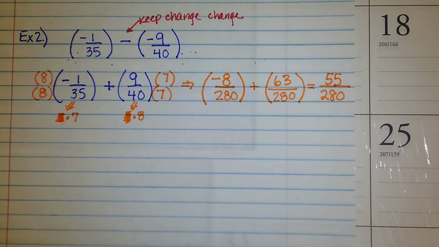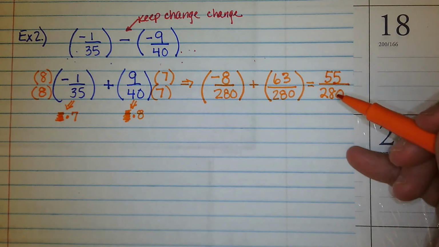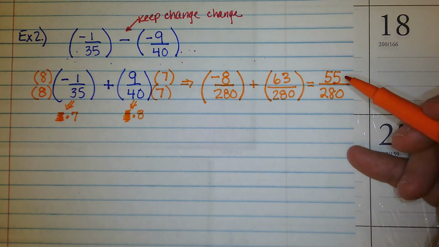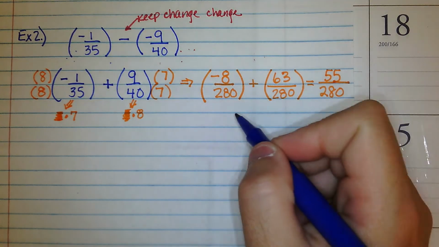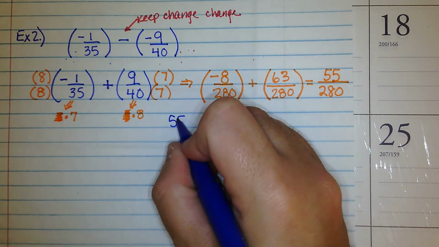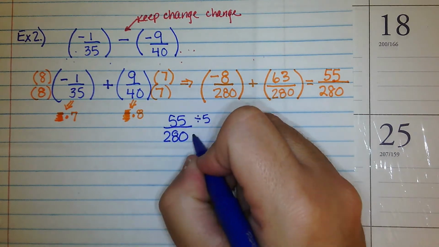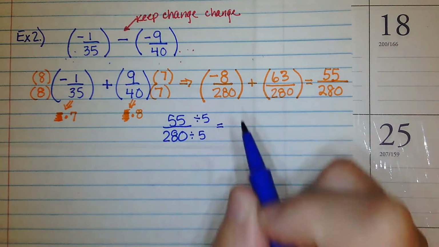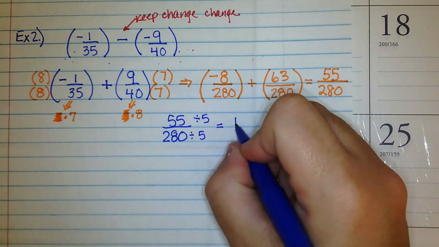And here's what I see. I see that these 2 numbers here, one ends in a 5 and one ends in a 0. That means that they can be reduced by 5. So I'm going to take my answer and rewrite it here. And I'm going to divide the top by 5 and the bottom by 5. And again, you know it's divisible by 5 because 5 goes into anything that ends in a 5 or a 0. 55 divided by 5 is 11.